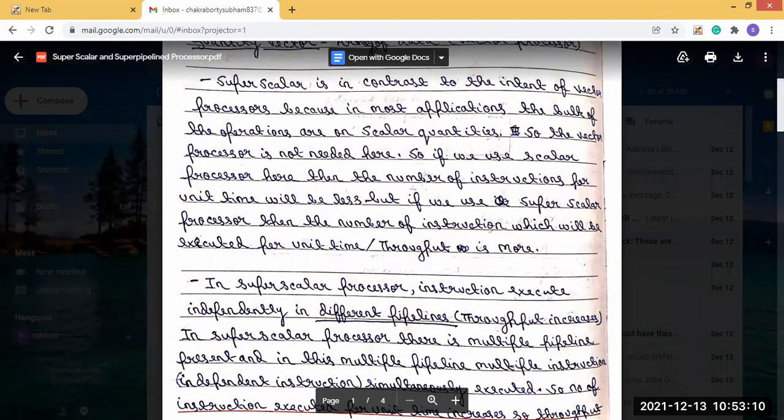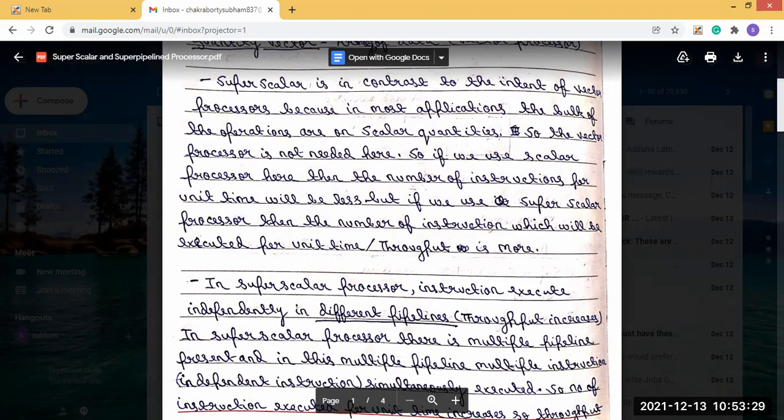So that means the throughput or the output will be increased. So this output executions will be increased, the throughput will be increased. And in a superscalar processor, there are multiple pipelines present.